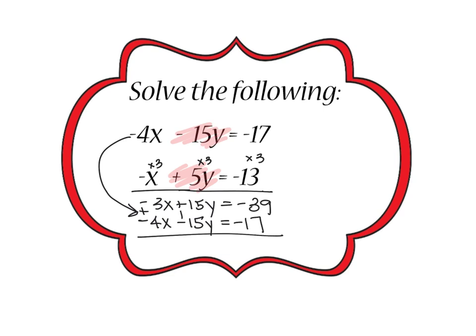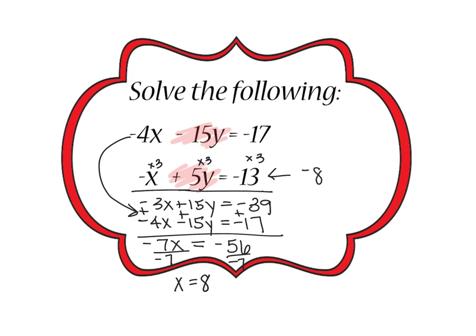When I add, I'm going to get negative 7x. My y's cancel out. And negative 39 plus negative 17 is negative 56. When I divide both sides by negative 7, I'm going to get x equals 8.